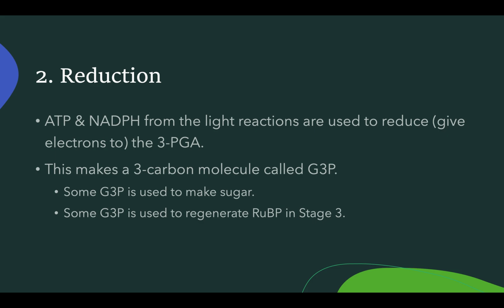So remember, LEO goes GER: lose electrons, oxidation; gain electrons, reduction. Gaining electrons is reducing. So this PGA is going to be reduced with some little intermediary steps, etc. Ultimately, this is going to make a 3-carbon molecule called G3P. Some of this G3P will exit the cycle and be used to make sugar, and other G3P molecules will be used to regenerate the RuBP that we used in stage 1 so that the cycle can begin again.